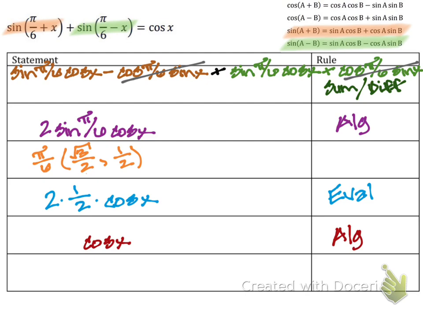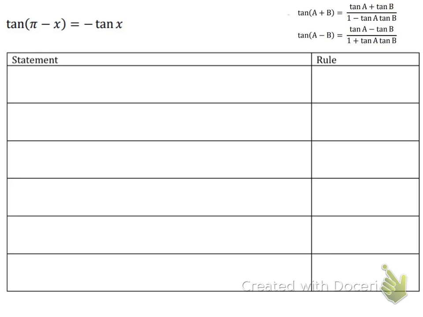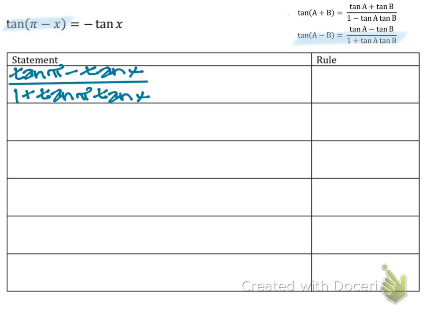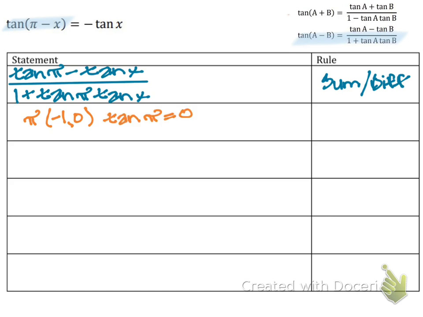Okay, one more. Tangent of pi minus x. So the tangent guy, his identity is a fraction already, right? So just using that identity, there we go. And my rule is sum difference. Now I've got to think about the ordered pair for pi. Pi is -1, 0, and tangent is y over x. So the tangent of pi is 0.